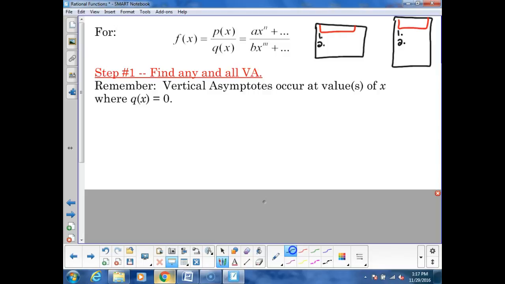Find any and all vertical asymptotes. Yesterday we said find the domain, all that fun stuff. Same thing. Remember, vertical asymptotes occur at values of x where q of x equals 0. That's where our denominator is 0. What else should I know about vertical asymptotes?